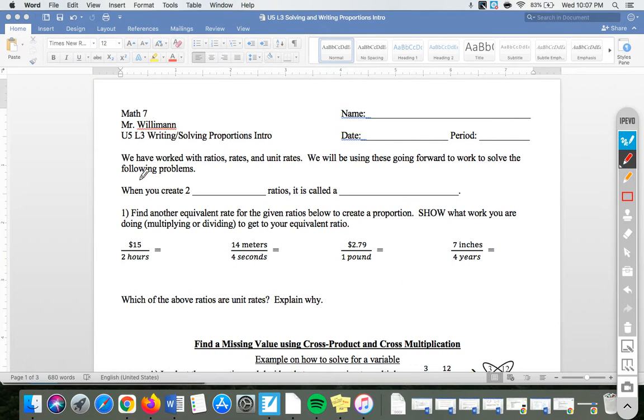So here's a gimme. When you create two equivalent ratios, it is called a proportion. So we've been working with rates, we've been talking about ratios, we've been talking about unit rates. They all fall under the same umbrella of ratios. But when you have two equivalent ratios, it forms a proportion. We've talked about that before with the equivalent ratios, like that I have listed here, in which you have to find an equivalent ratio to that. It will form a proportion.